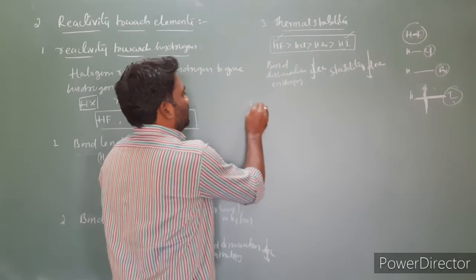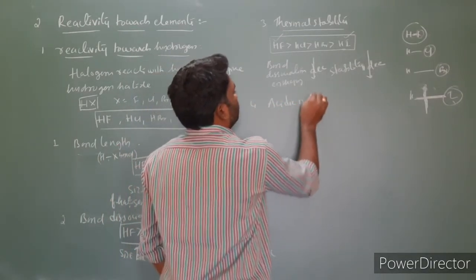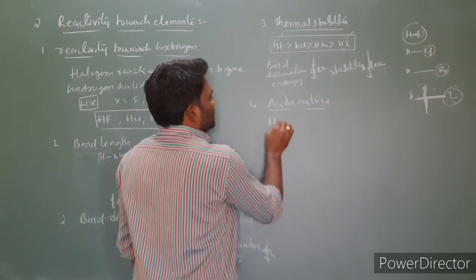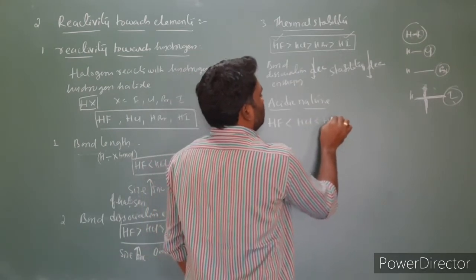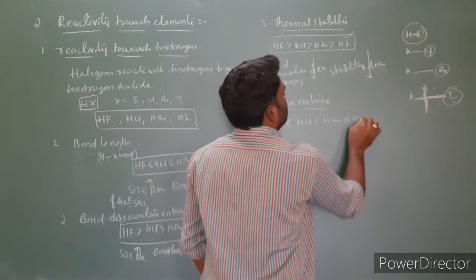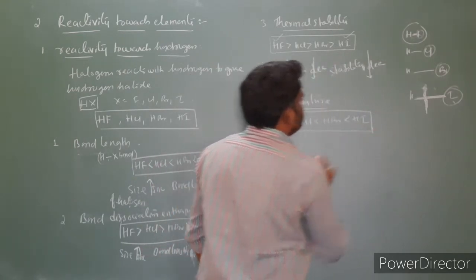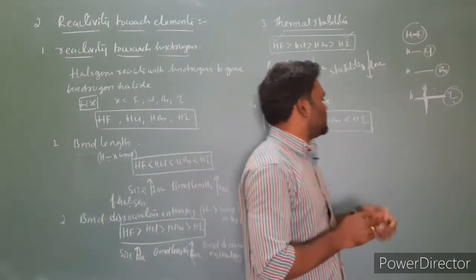Next, the fourth one, acidic nature. So acidic nature, what can we expect? HF is less than HCl, less than HBr, less than HI. So this is the acidic nature of these compounds.